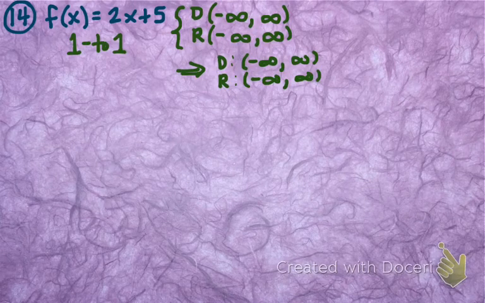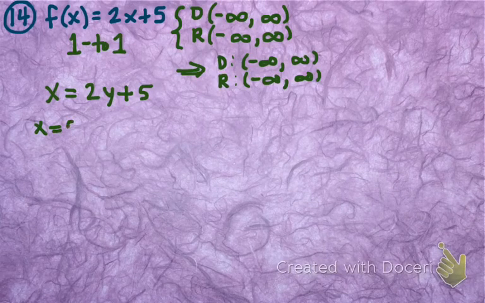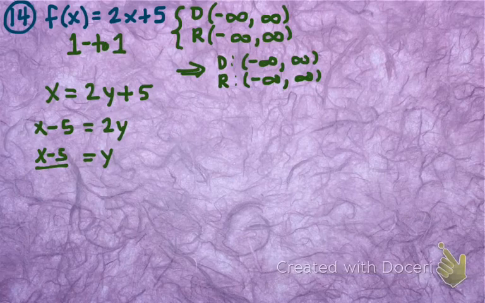So that's steps 1 and 2. Now we're going to step 3, which is to switch x and y. And remember that f of x is y. So I'm going to replace f of x with x, replace x with y, and solve for y. I'm sorry, I made that 2 negative, and it's not negative. That's 2y plus 5. So I then subtract 5 from both sides, and I get 2y equals x minus 5. And then y is x minus 5 divided by 2. So there's my inverse right there.